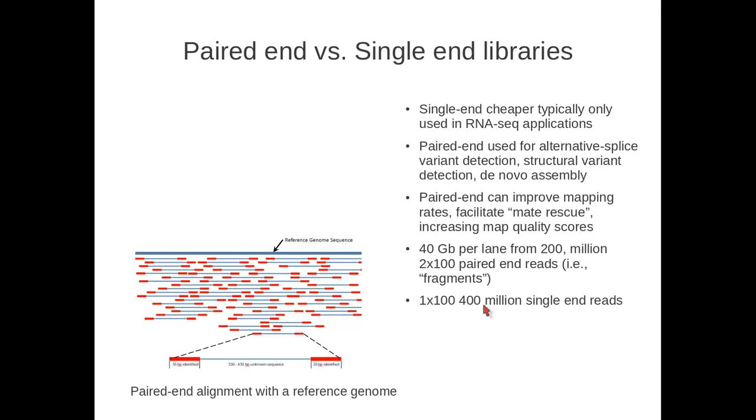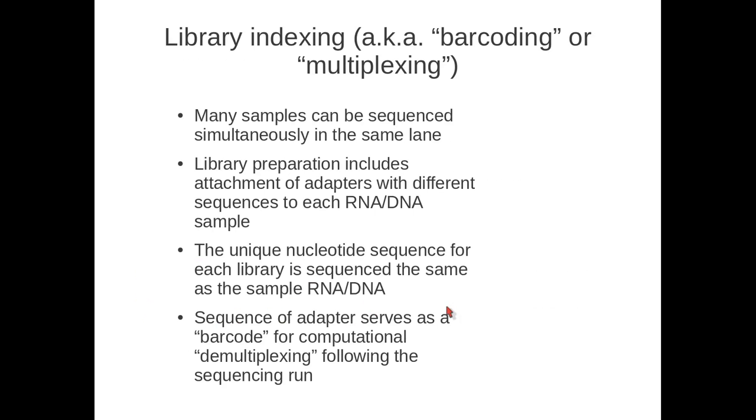Here I'm just giving you some numbers about how much. I said 400. I think on the last slide I said 350 for about how much we can get in a single lane. So this is 1 by 100, a single end type approach. Okay, so let's move along.